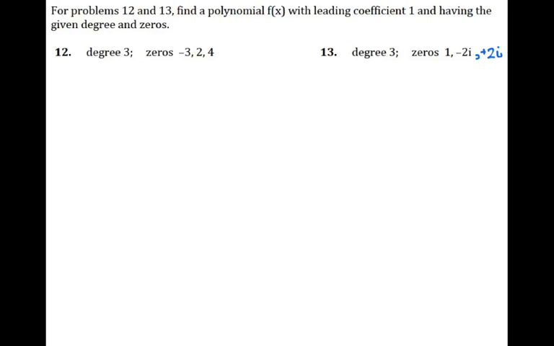Now to actually write out the polynomial, we're going to set up our factors. So if I have a 0 at 1, my factor is going to be x minus whatever that 0 is. So x minus 1, x minus negative 2i, which becomes x plus 2i, and x minus positive 2i, or x minus 2i. I'm going to go ahead and multiply these two first.